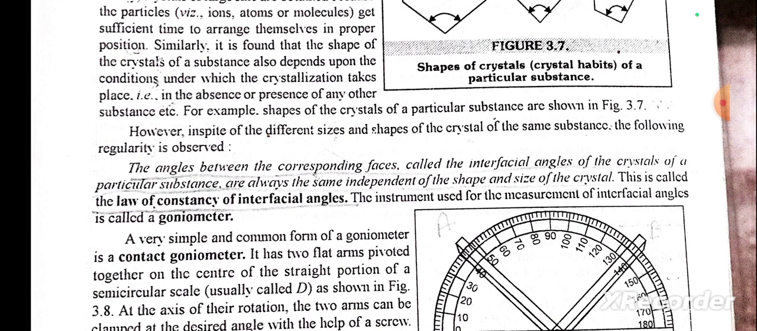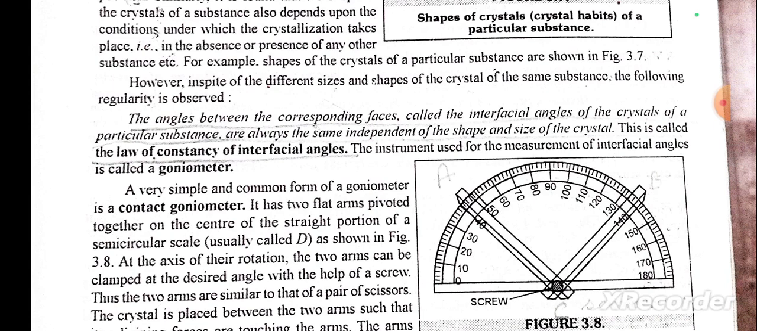Similarly, the shape of the crystal of a substance also depends upon the conditions under which the crystallization takes place, and on the presence or absence of any other substance. For example, shapes of crystals of a particular substance are shown in figure 3.7. However, in spite of the different size and shape of crystals of the same substance, the following regularity is observed. The angles between the corresponding faces, called the interfacial angles of a crystal of a particular substance, are always the same, independent of the shape and size of the crystal. This is the law of constancy of interfacial angles.